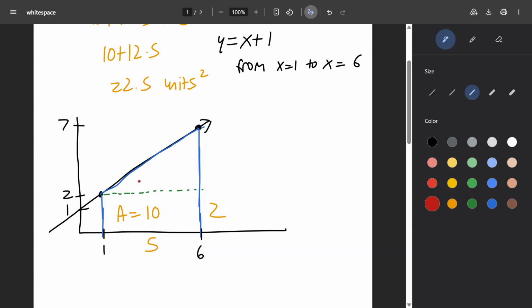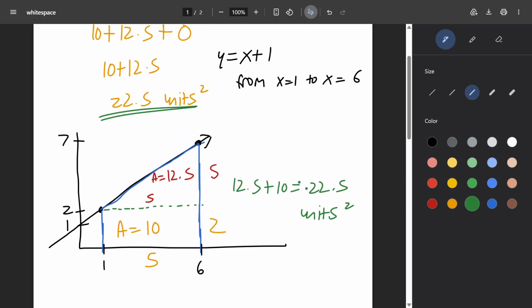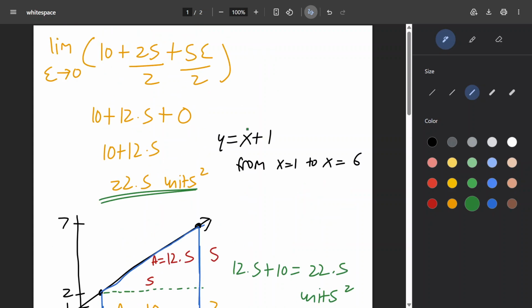I know the base of this triangle is 5. I know that the height is 5 because 7 minus 2 is 5. The area of a triangle is base times height divided by 2. 5 times 5 is 25. 25 divided by 2 is 12.5. So the area of this trapezoid is 12.5 plus 10, which is 22.5 units squared, which is exactly what we got when we calculated the area using our Riemann sum. Great, it adds up. That's good news.